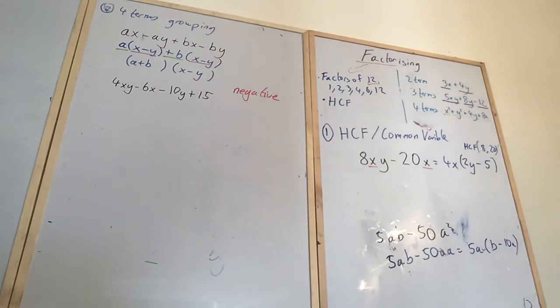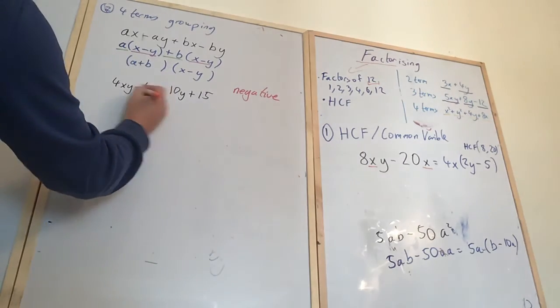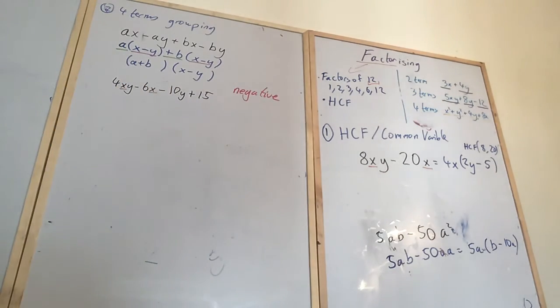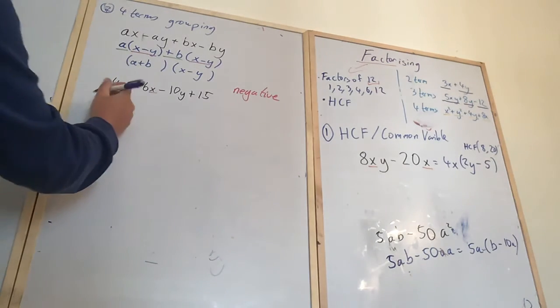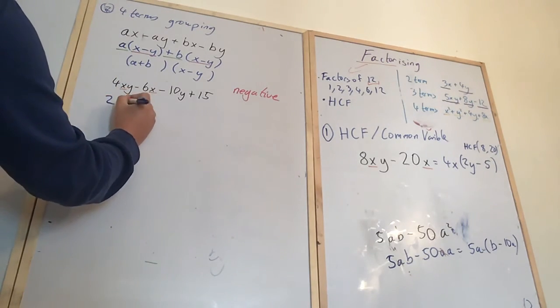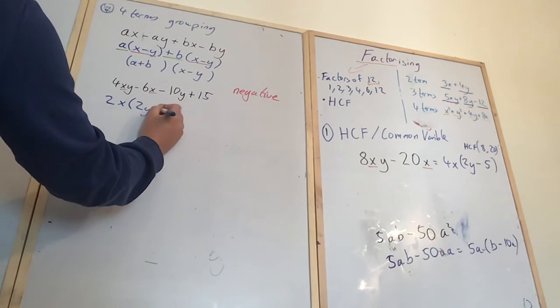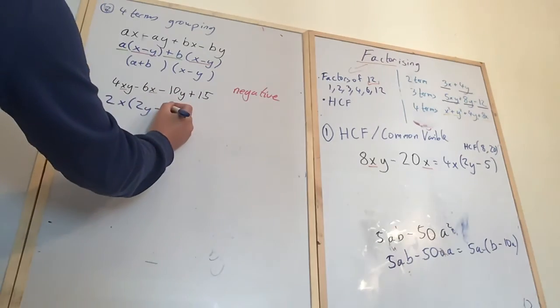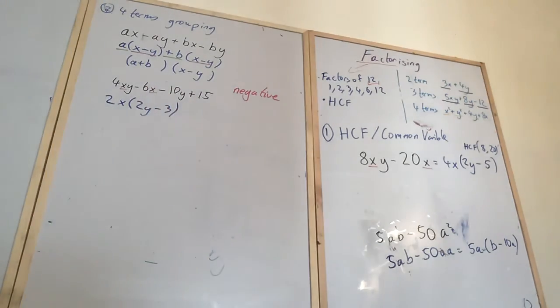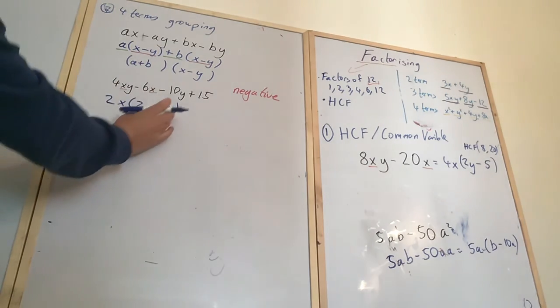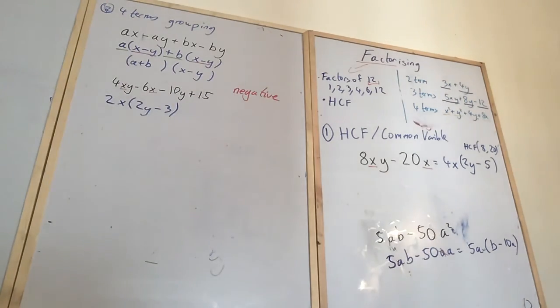4xy minus 6x. I would recommend, right, we've got common x and the highest common factor of 4 and 6 is 2. So we'll say 2x bracket, 2x goes into 4xy 2y times, and 2x goes into minus 6x minus 3 times. Okay. Same again, so we're looking at the third and the fourth. Okay. And we need to have the first bracket the same as the second bracket. So we need to have a plus 2y and a minus 3.